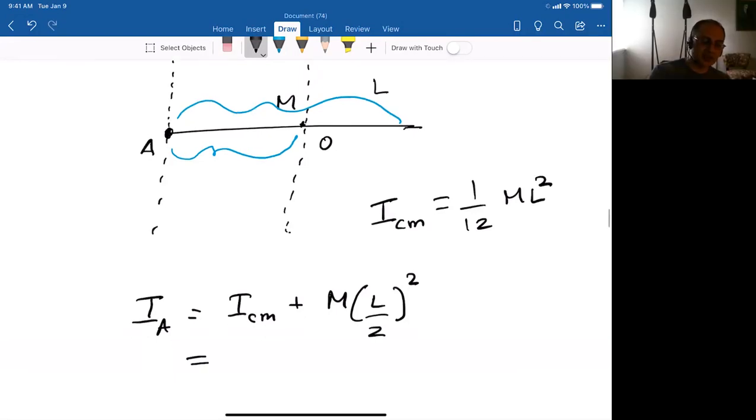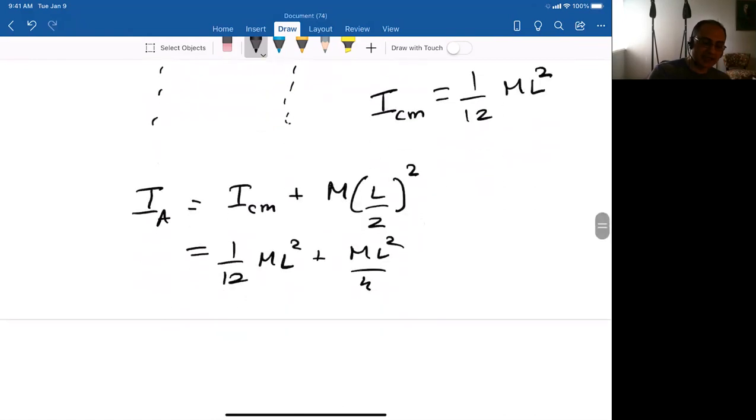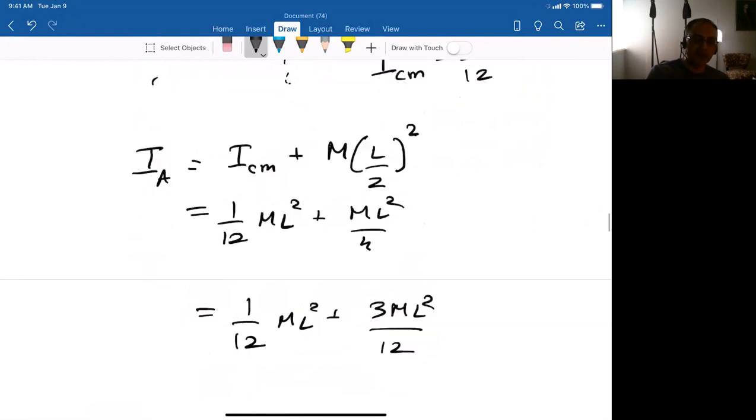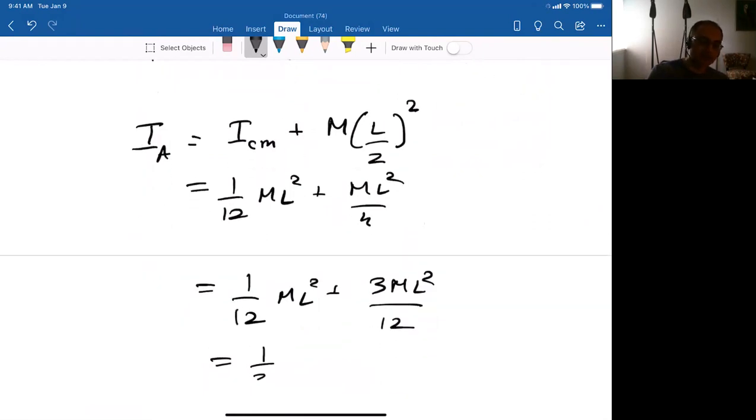So it's going to be 1/12 ml square plus ml square divided by 4, right? And you can simplify that. 1/12 ml square plus 3 ml square divided by 12. If you multiply top and bottom by 3, that becomes 4 divided by 12, so 1/3 ml square. And this is a very important result. It's not in the table, but you'll use it a lot in doing problems.